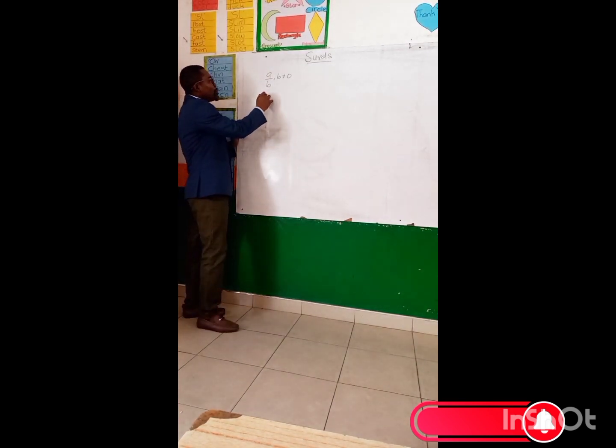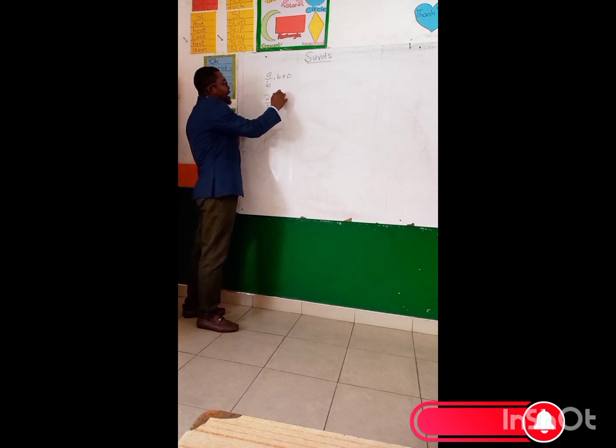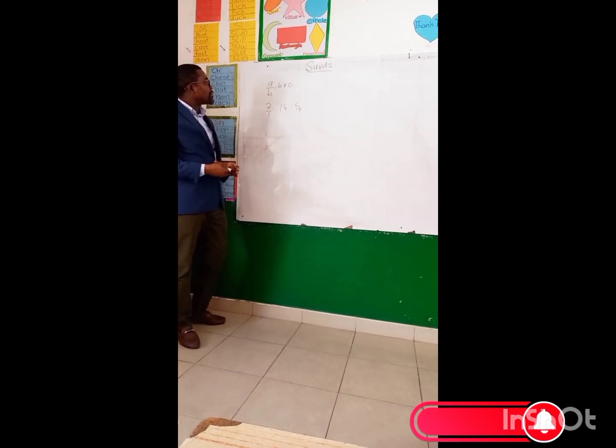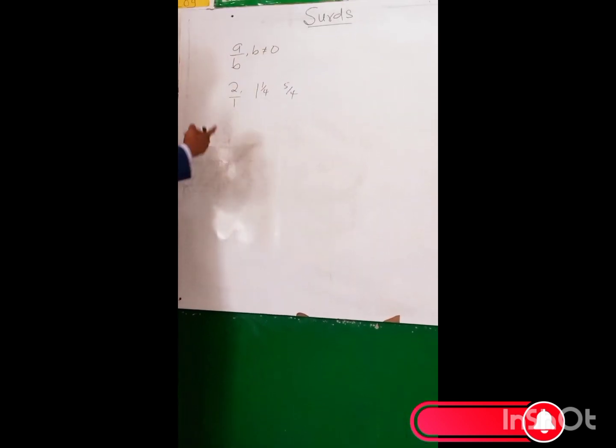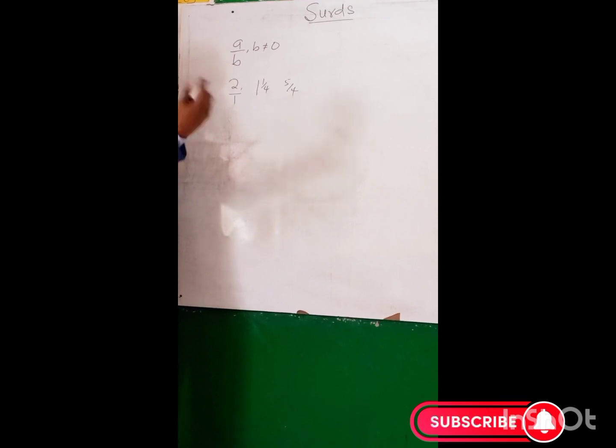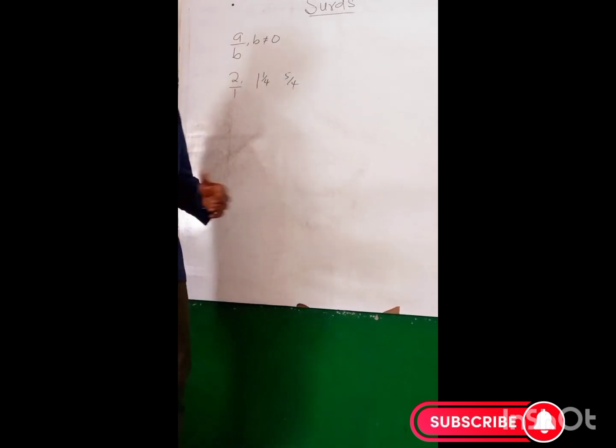So for example, 2 is a rational number because I can write this as 2 over 1. I can say that 1 whole number and 1 over 4, when I convert this, it should give me 5 over 4. So numbers that can be expressed in this form are what we refer to as rational numbers. However, there are some numbers that cannot be expressed in the form a over b. And such numbers, we refer to them as irrational numbers.